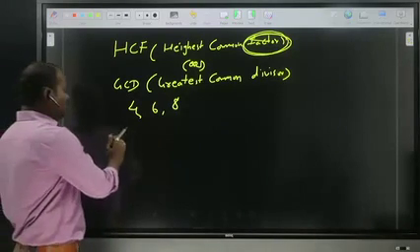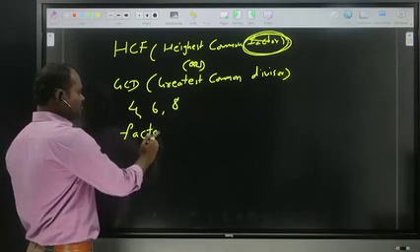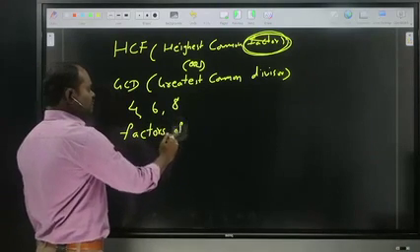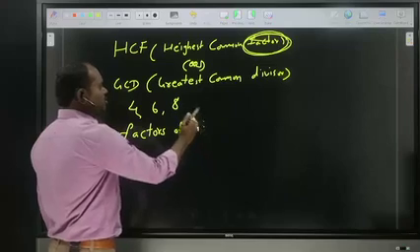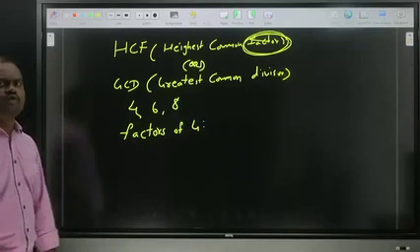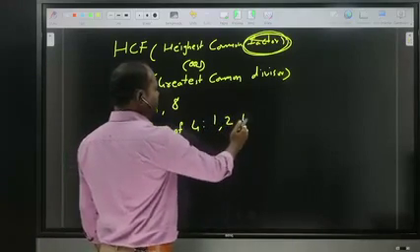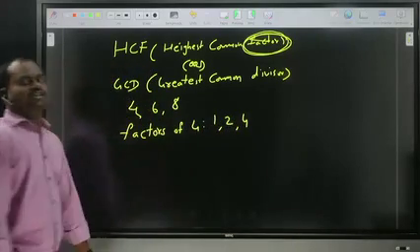Okay? Now factors of 4. What are the factors of 4? Factors means in which table you will get it. 4 you will get in which tables? 1 table, 2 table as well as 4 table. Okay? Those are the factors.